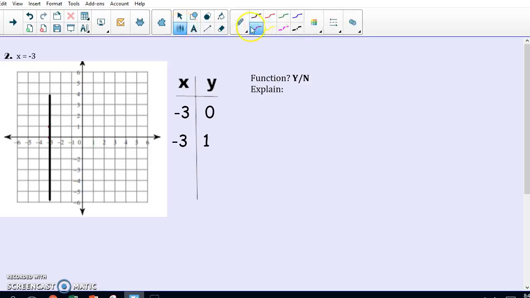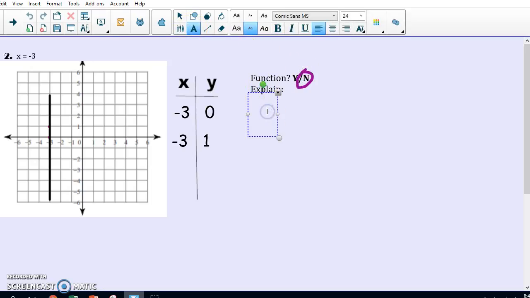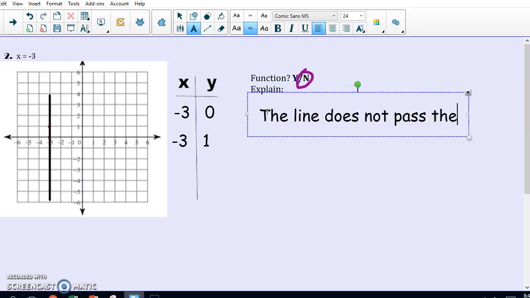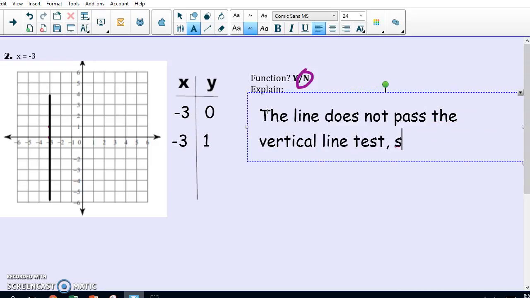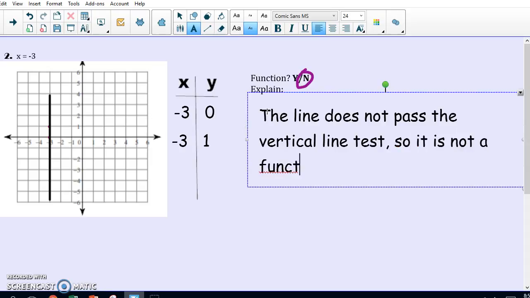Now, is a vertical line going to create a function? If we use the vertical line test, my vertical line would cross every single one of those points that was created by that line. So it is not going to make a function. And for our explanation, it does not pass the vertical line test. So the line does not pass the vertical line test, so it is not a function.